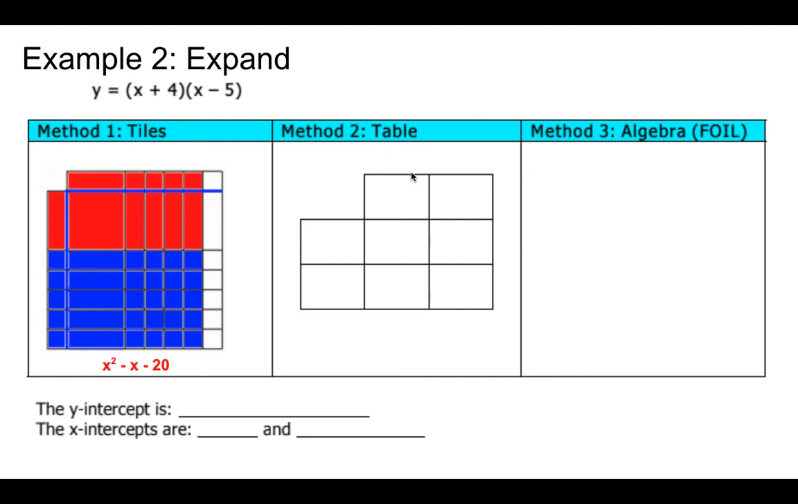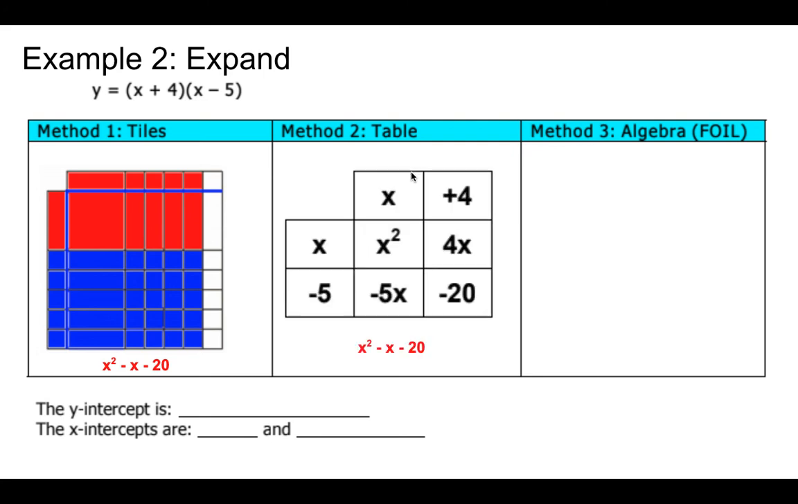The table method is exactly the same way, you're just not using tiles. So you're going to place your first binomial in the top two squares, so x plus 4, and then your other binomial along the left side, x minus 5.